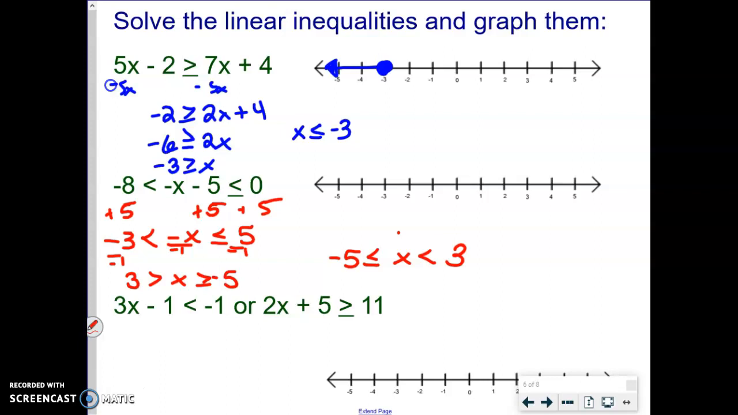So here, if I really go ahead and graph this, I would put a closed circle on negative 5, an open circle on 3, and then connect them in the middle.